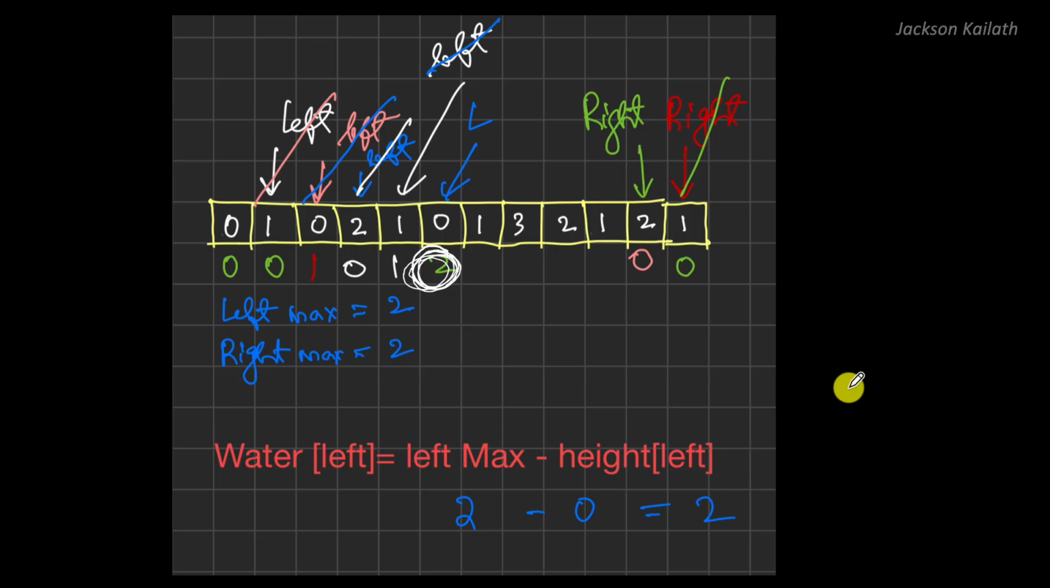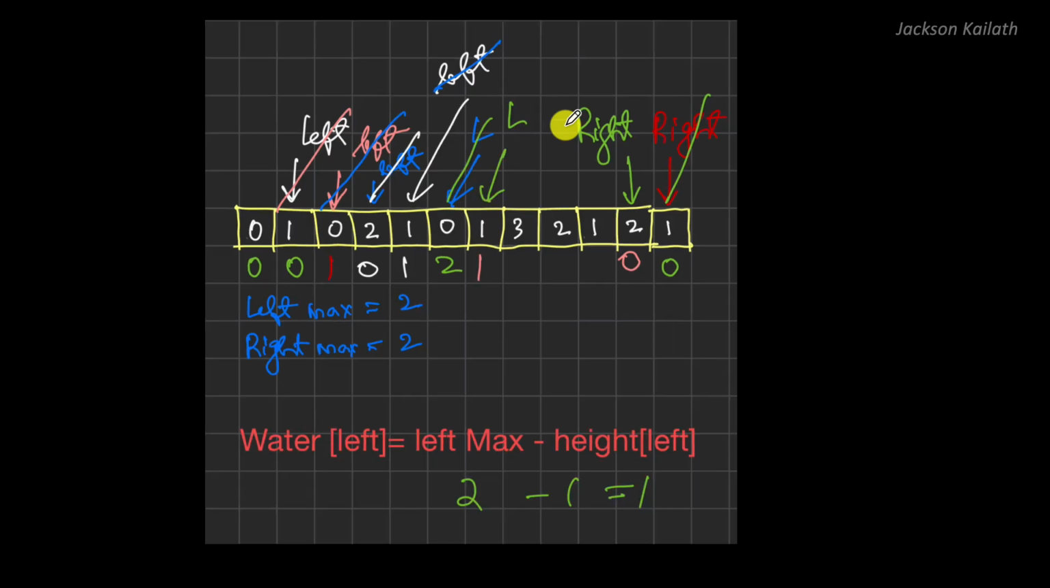and that's why over here I can store 2 units of water. Again, we proceed. Left max is equal to right max, so I move the left pointer. Okay, it's pointing over here, and I get 1. I had 2 over here, so 2 is greater than 1. I don't need to update left max. And then I say water at left, which is water at this place, is left max, which is 2, minus height at left, which is 1. 2 minus 1 is 1. So that's how I get that I can store 1 unit of water over here.